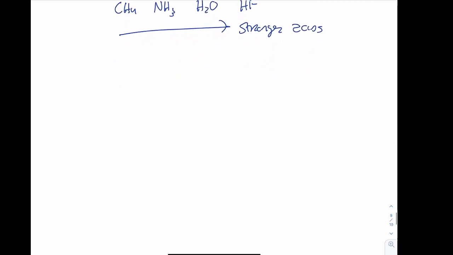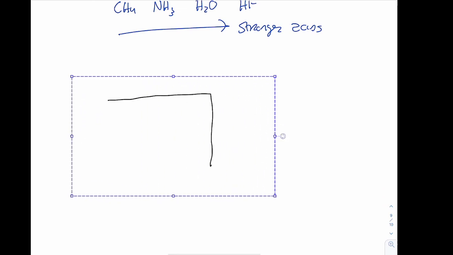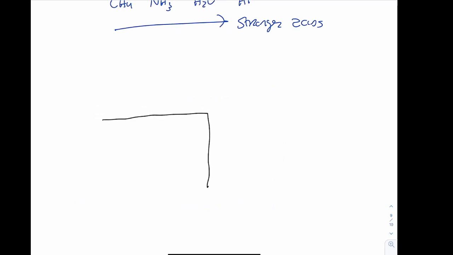We could make just a little piece of the periodic table here and try to summarize some of that if we wanted. So I'm going to have fluorine, chlorine, oxygen, nitrogen, and so on, just for orientation. So as we go in this way, right, it's becoming more acidic.